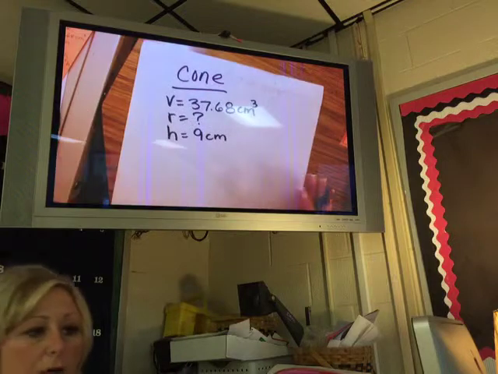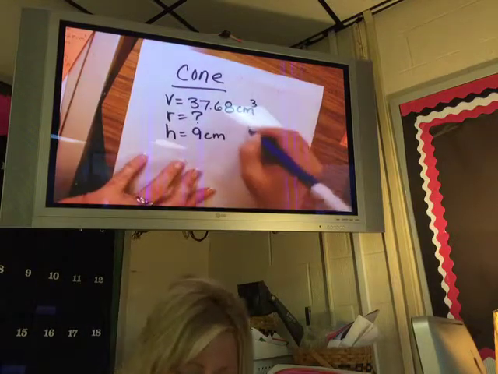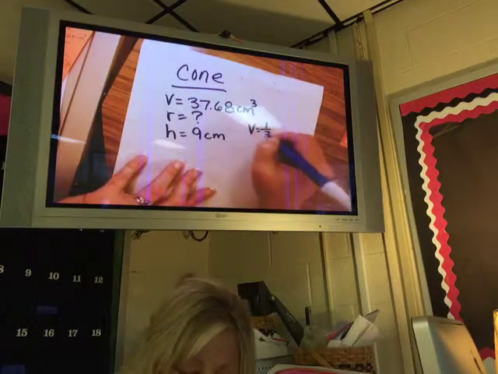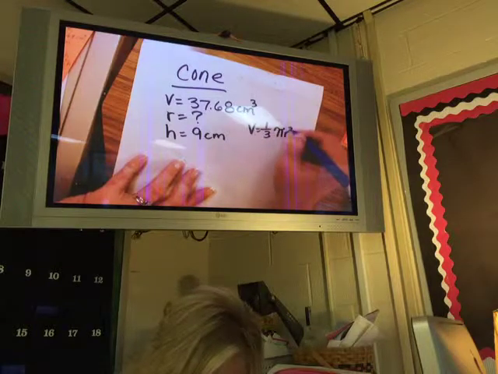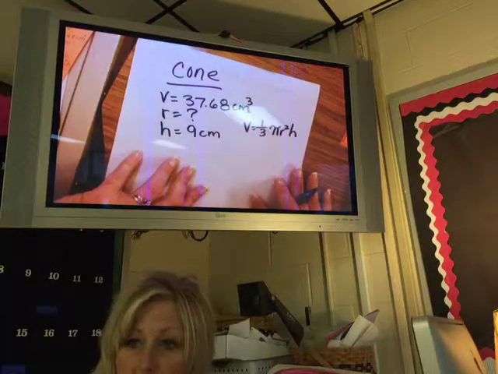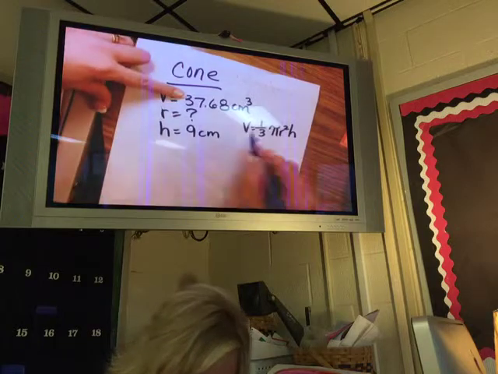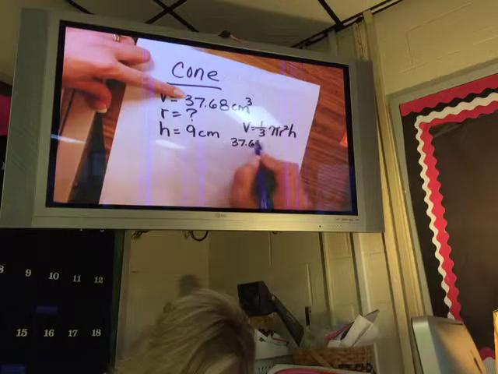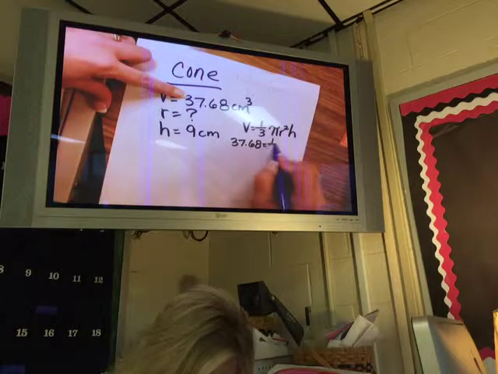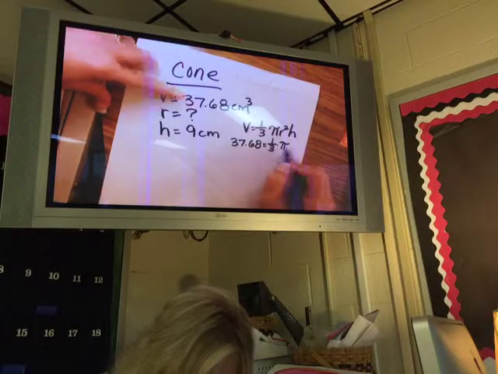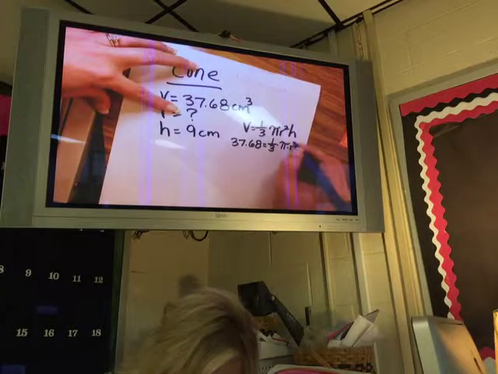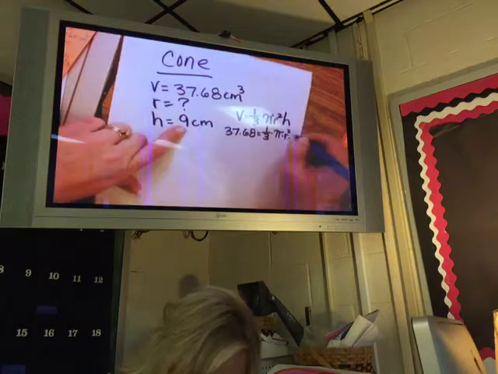Start out with your cone formula: 1/3 pi r squared height. Okay, plug in what we know. We know the volume. We know that 1/3 stays. We know pi stays. The radius is unknown, so it has to stay. Height we now know is 9.